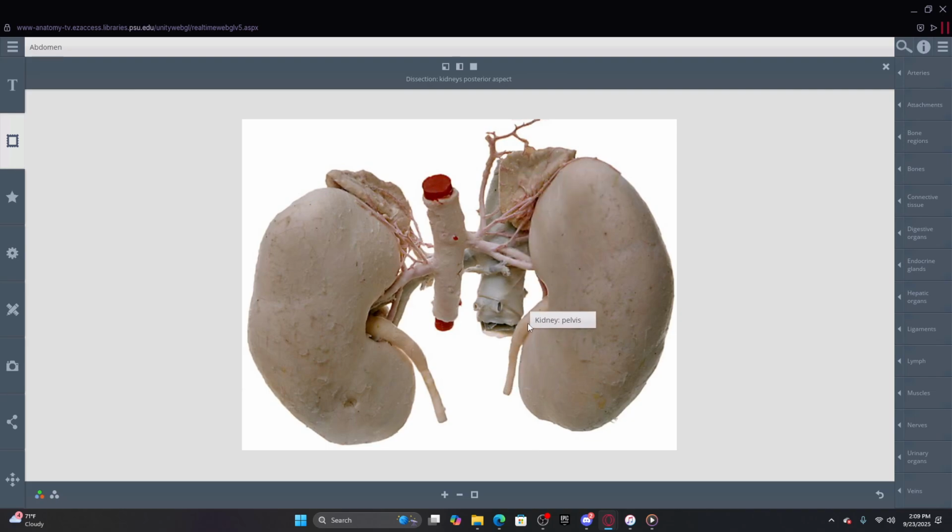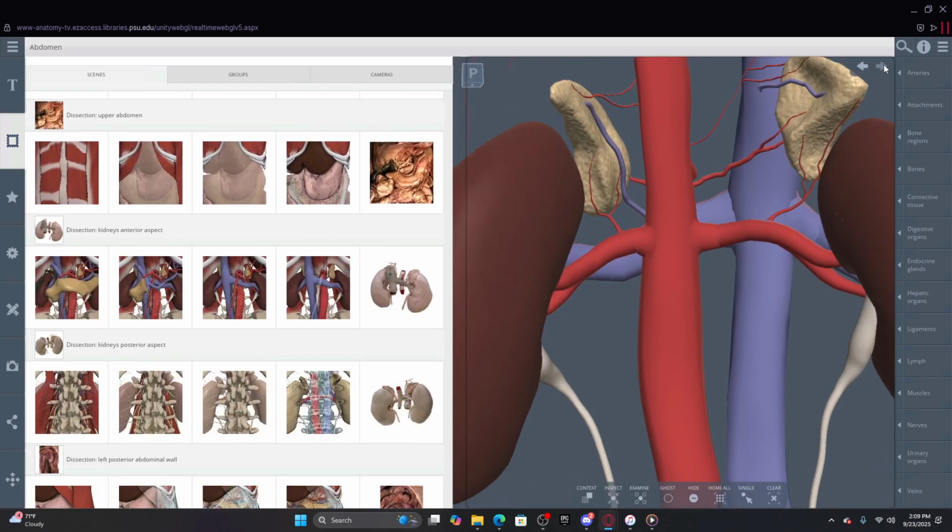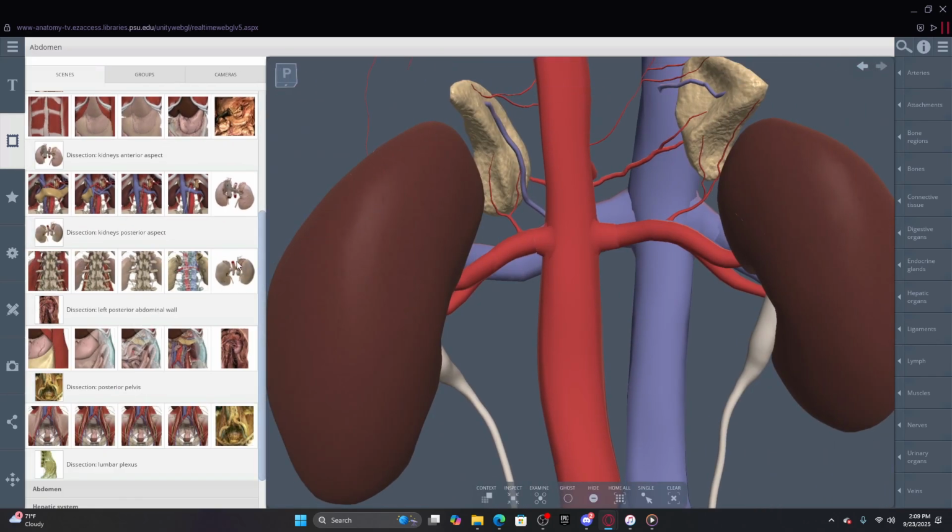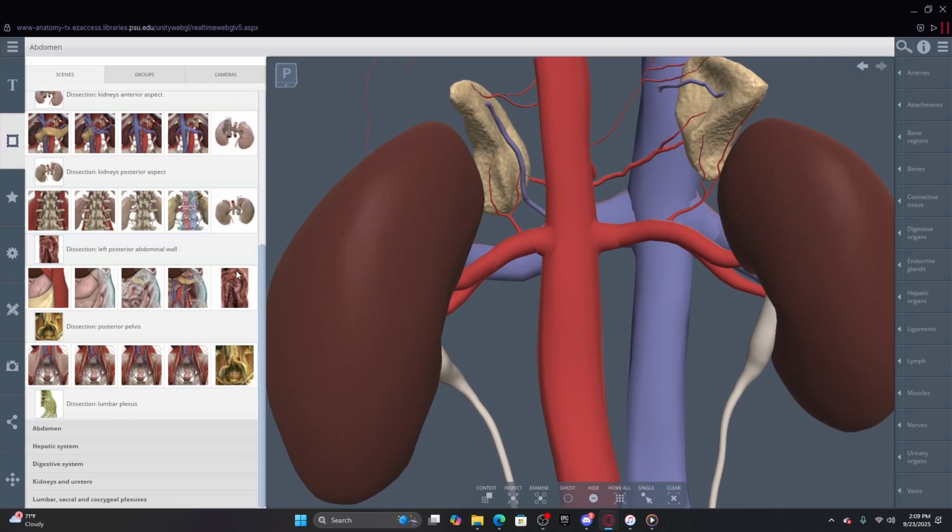see your ureter and your renal pelvis, right? Your renal artery, renal veins. So not too much has changed, it's just been flipped 180 degrees. Okay, now that we have that, I'm going to move on to the last two dissections.